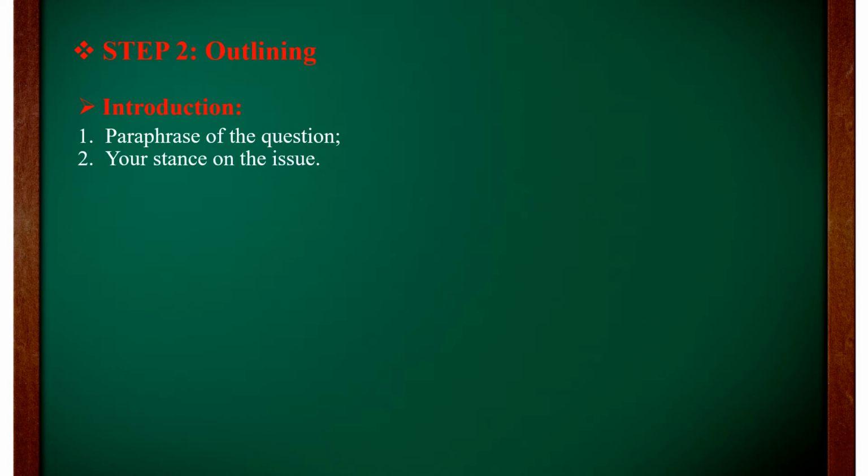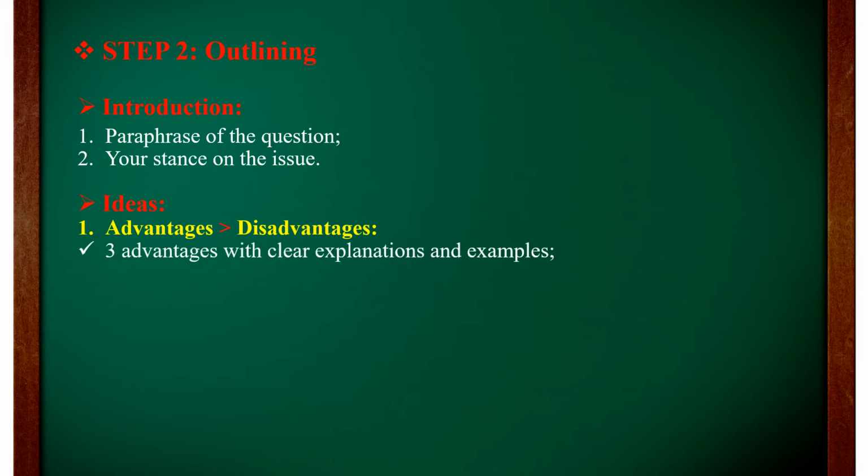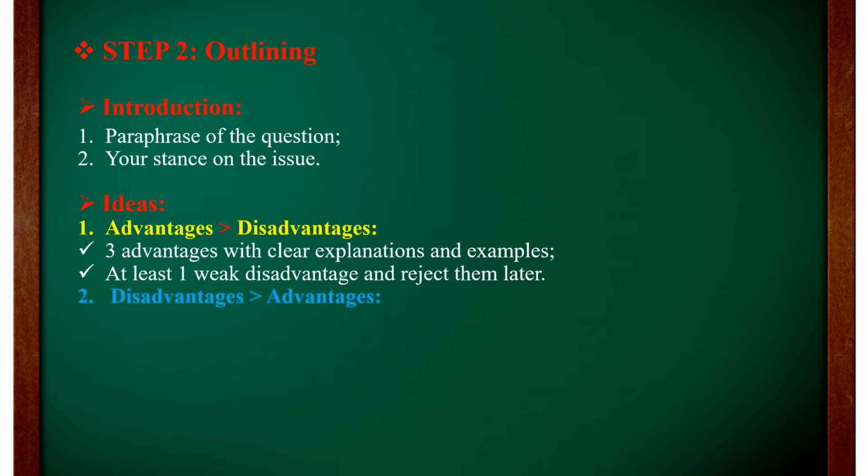Turning to idea, there are 3 scenarios here. 1, if you think that advantage outweighs disadvantage, you should list down 3 advantages with clear explanation and example. After that, you should include at least 1 big disadvantage and reject them later to prove that you consider both sides of the issue.